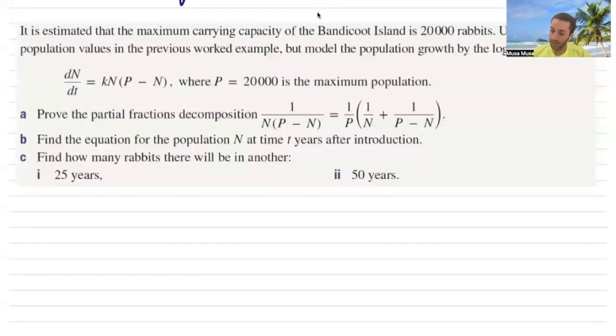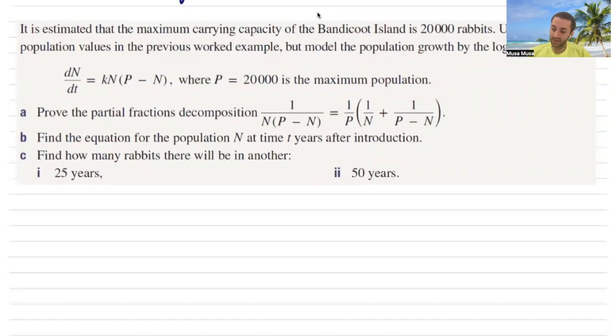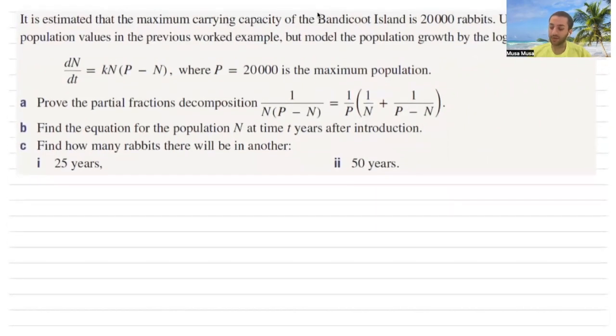Okay, so here we have it. It is estimated the maximum carrying capacity of the Bandicoot Island. Oh, Bandicoot, like Crash Bandicoot. Oh my gosh, I remember playing that back in the day. Anyway, it's 20,000 rabbits. Use population values in the previous worked example, but model population growth using the logistic equation.